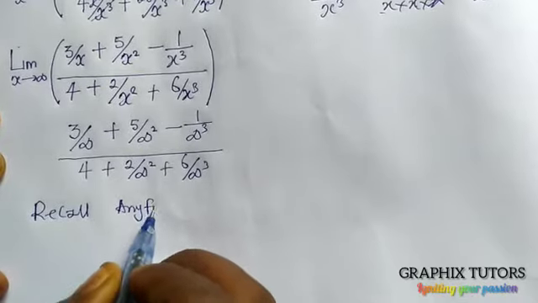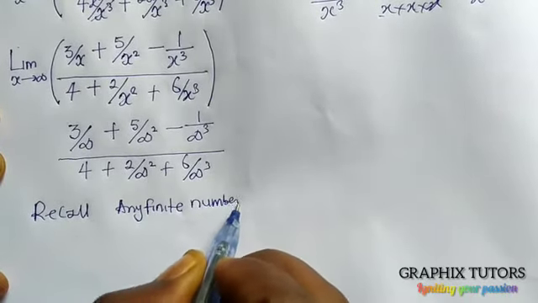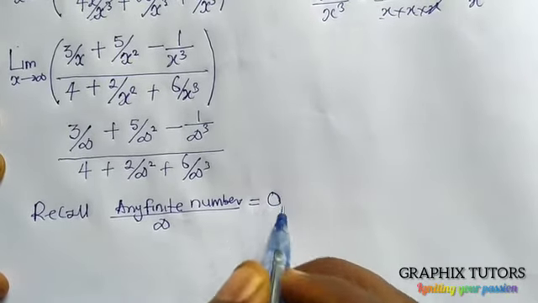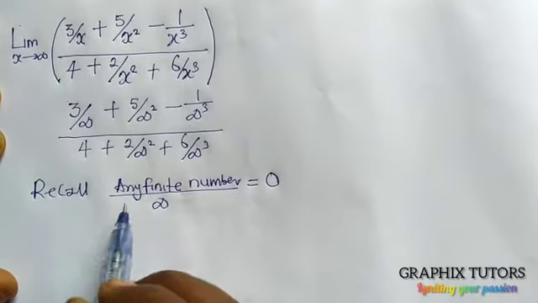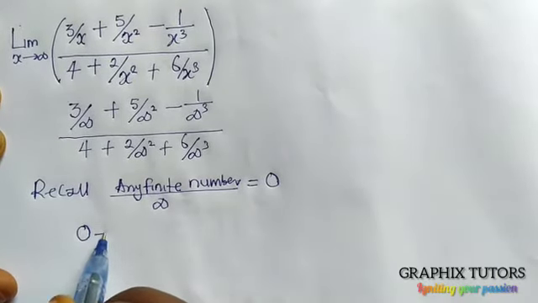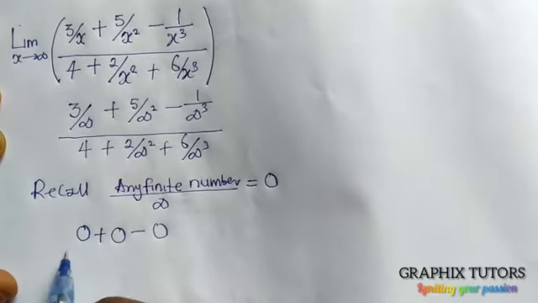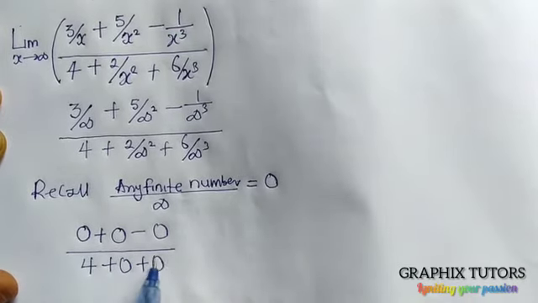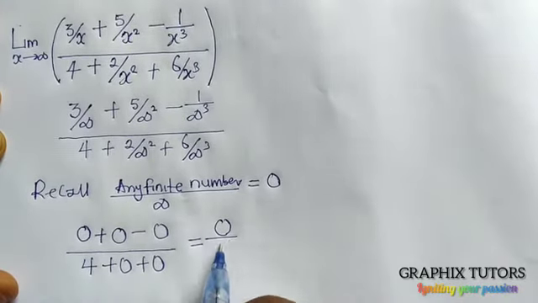Now, one thing you need to understand here is that, recall, any finite number all over infinity will always give us 0. So, since I have 3 over infinity, it will be 0, plus 5 over infinity, it will be 0, minus 0, all over 4, plus 0 plus 0. And this is going to give us 0 over 4.